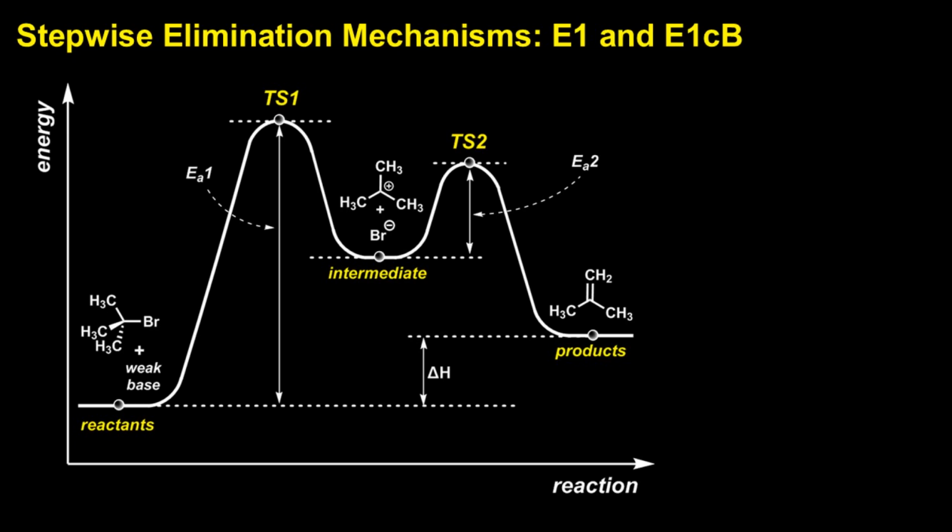The reaction starts with a stable substrate and a weak base. As we move toward the first transition state, the energy goes up. This is where the carbocation forms, and it's the most energy-demanding part of the process. Then we hit the carbocation intermediate, which sits in a little dip on the energy curve. After that, the energy rises again, but not as much, as we approach the second transition state, where the proton is removed. Finally, the energy drops as the alkene forms. As you can see, EA1 is greater than EA2, meaning the energy barrier for forming the carbocation is higher. That's why it's the rate-determining step.